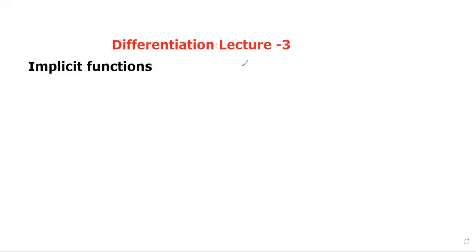Differentiation, lecture number 3, implicit functions. Let's see how to differentiate implicit functions. Suppose we are given x minus y equal to 3 and we have to differentiate it with respect to x. Then we put d upon dx before each term and we differentiate, and finally we find dy by dx. So let's differentiate it with respect to x.